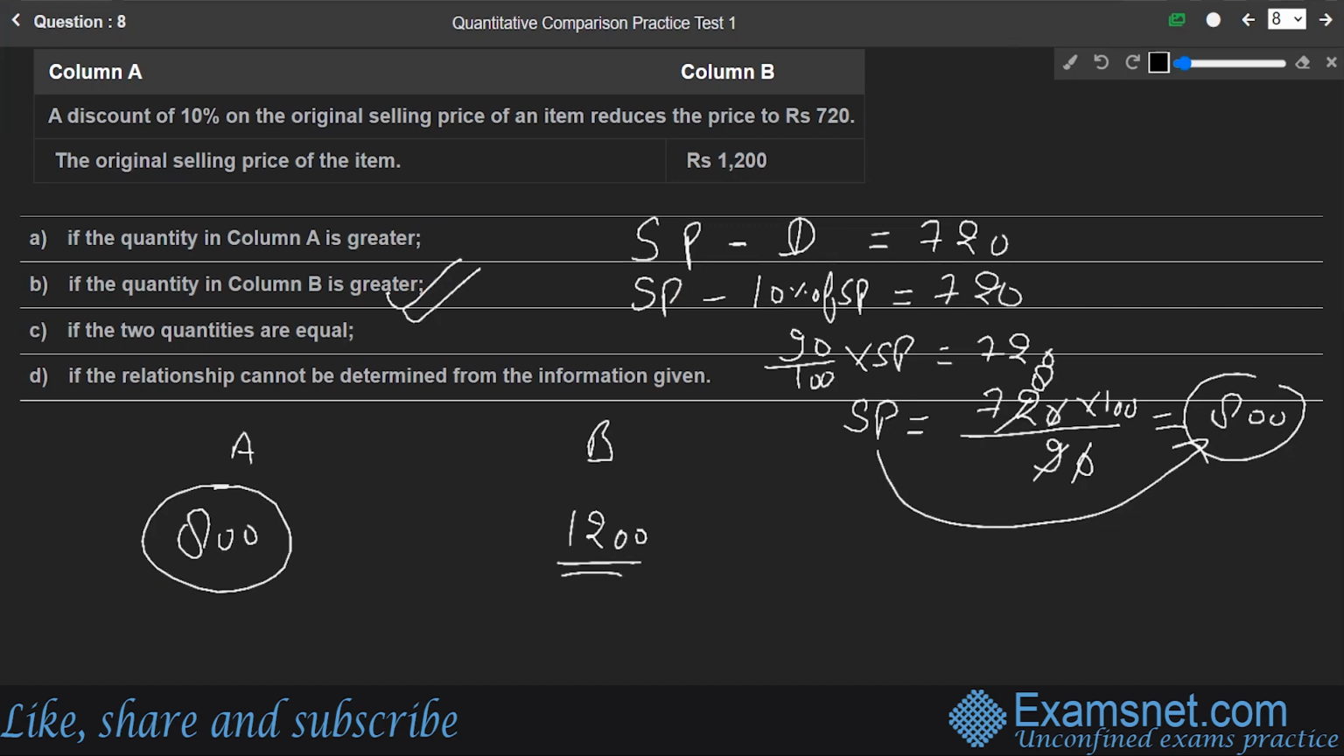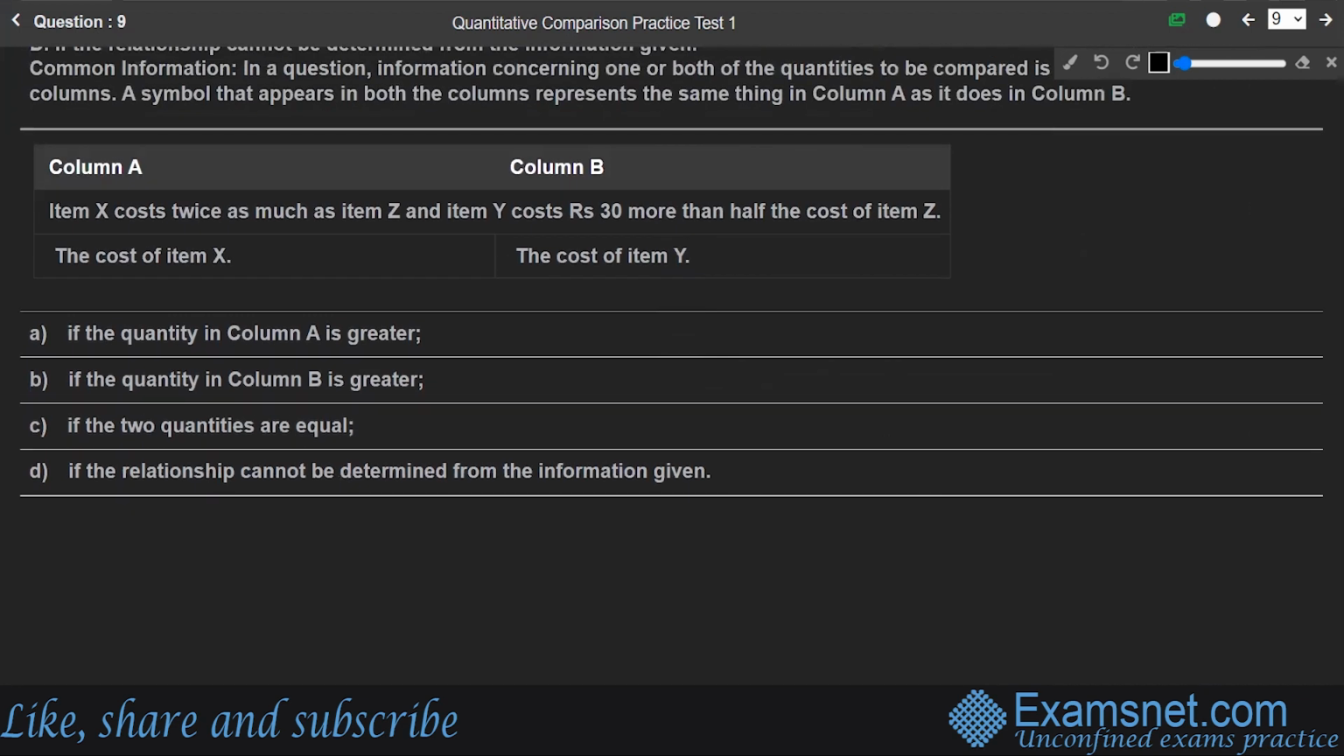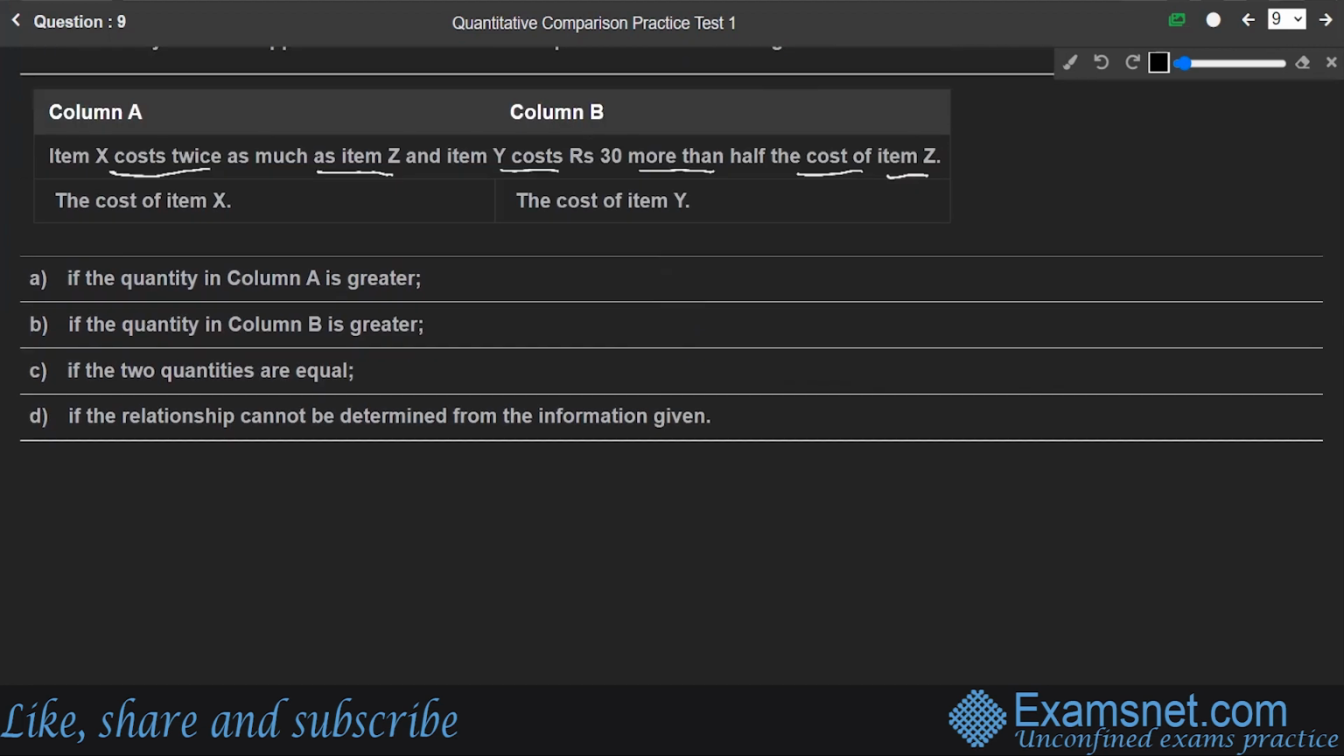Now the next question is, if item X costs twice as much as item Z and item Y costs 30 more than half the cost of item Z. So let's frame this information first. The first sentence is X costs twice as much as Z. So that has to be X is equal to twice of Z. That is the first information.